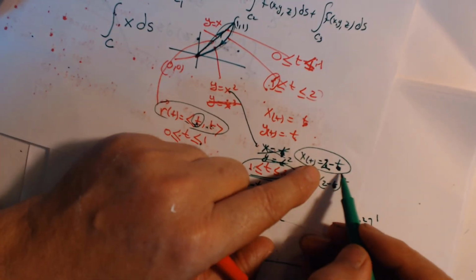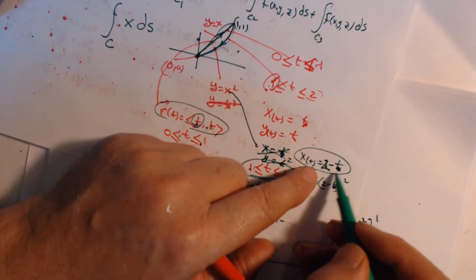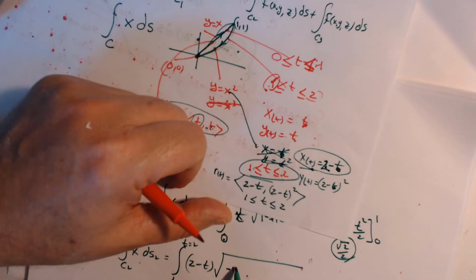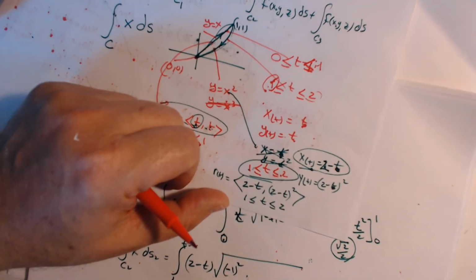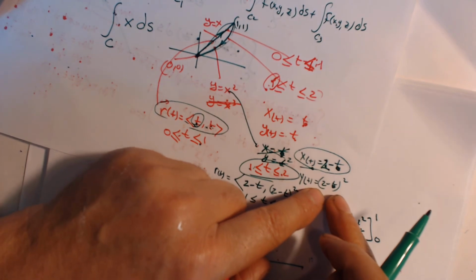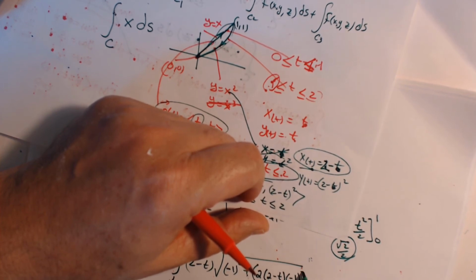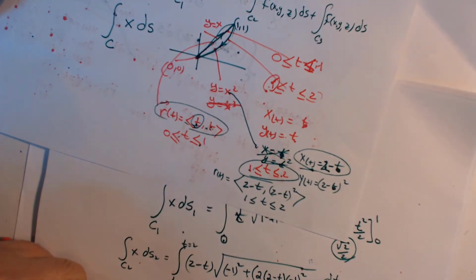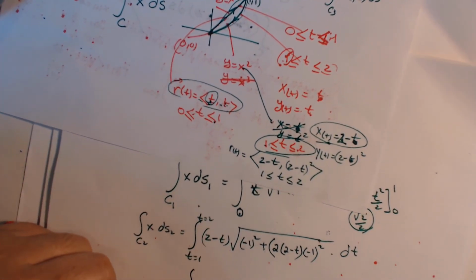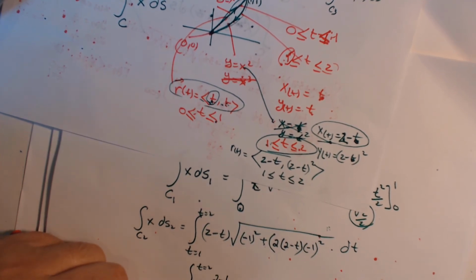What is the derivative dx/dt? It is -1, squared. Plus, what is the derivative dy/dt? It is 2 times (2 minus t) to the power of 1 times -1, squared, dt. Therefore, that problem becomes the integral from t equals 1 to t equals 2 of (2 minus t).